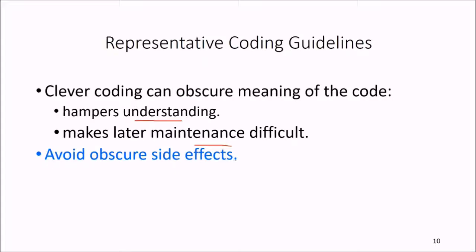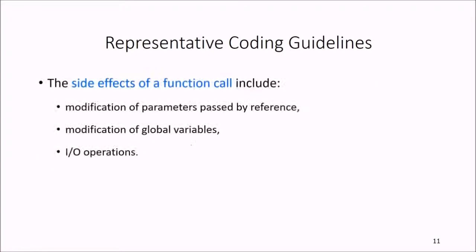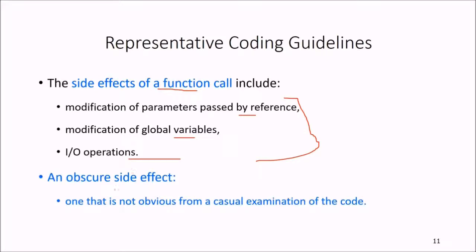So it avoids obscure side effects. The side effects of a function call, function call meaning when you are calling a certain function, may include first of all modification of parameters passed by reference, modification of global values, and input output operations. Those who are well versed with programming might understand what I'm trying to assert here. And what is an obscure side effect? One that is not obvious from casual examination of the code. So if you're examining, you will not be able to find that side effect or that bug.